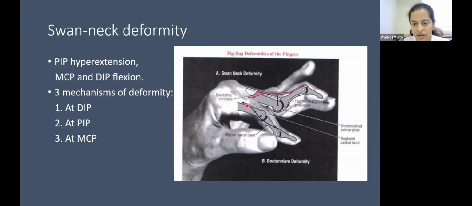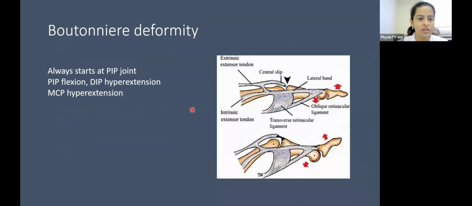Secondly, we have the boutonniere deformity, which is second most common. Here, it is exactly the opposite of swan neck. There is PIP joint flexion and DIP joint hyperextension. Okay, so let's see that in detail. In boutonniere, this deformity always starts at the PIP joint and never at the DIP. Because of the affection of PIP in RA, there's going to be rupture of the central slip, which was inserted on the middle phalanx. This causes flexion at the PIP joint.